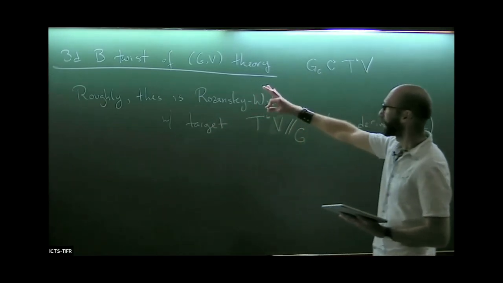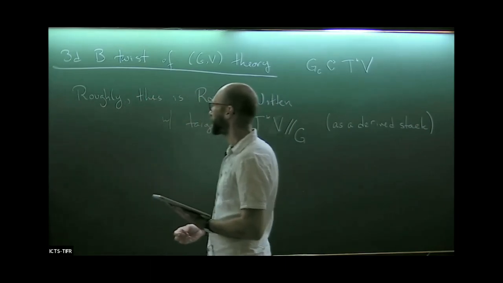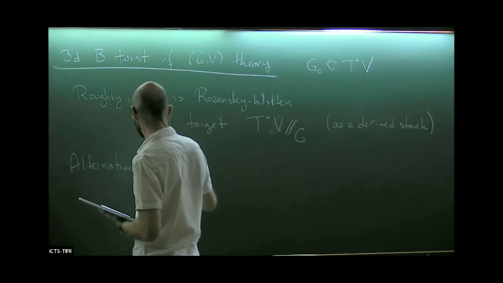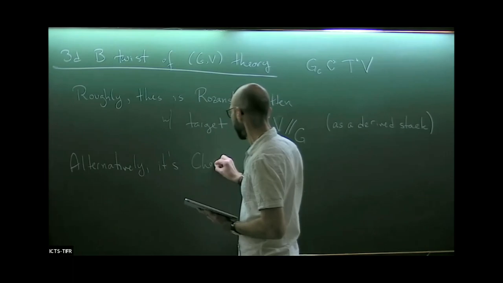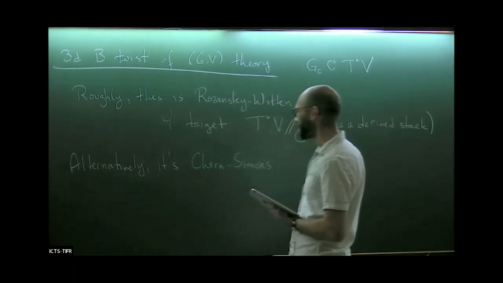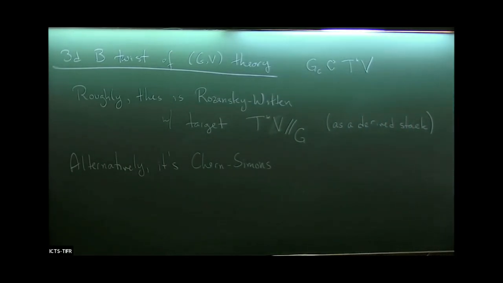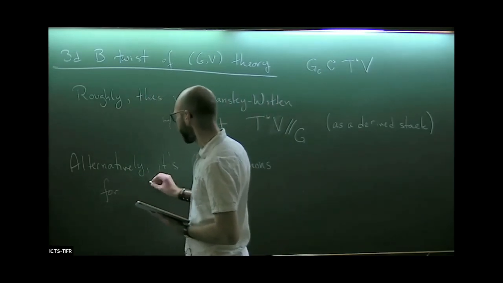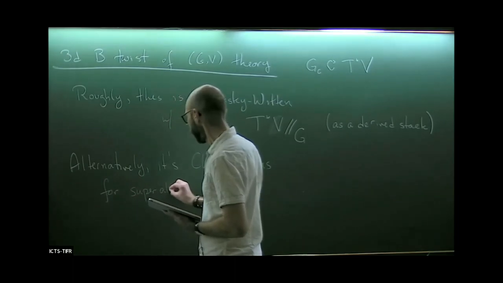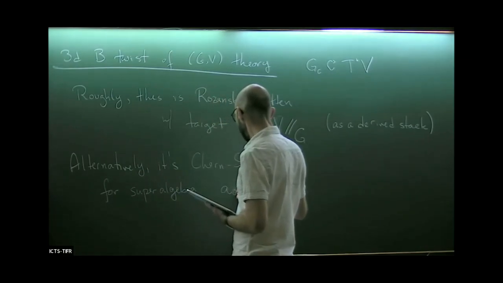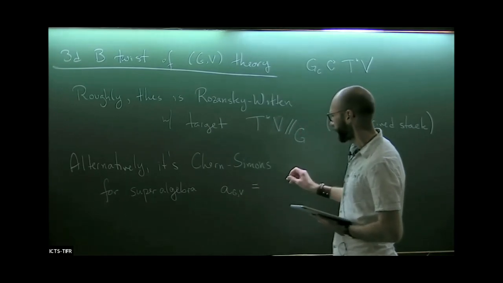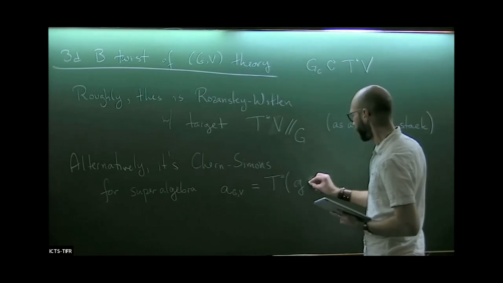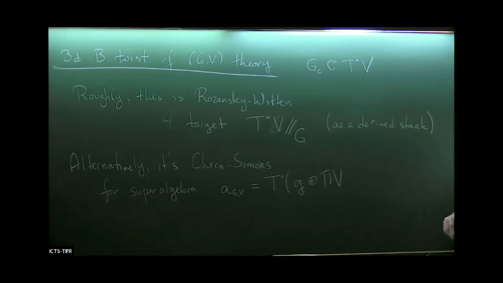The other way to think about the B twist of this theory, that is maybe more physically meaningful, is that it's a Chern-Simons theory. But not for a compact group, as Chern-Simons was introduced many decades ago, but rather it's Chern-Simons for a super Lie algebra that looks like T star of the Lie algebra of our group, plus a parity shifted or fermionic version of the vector space V.